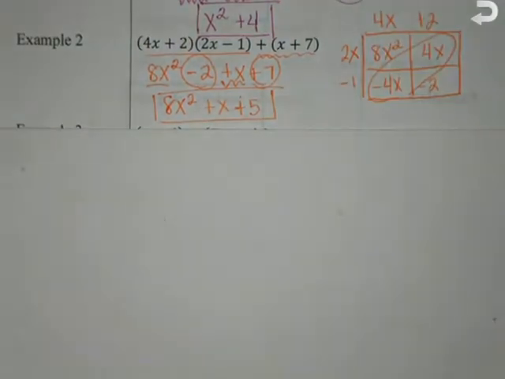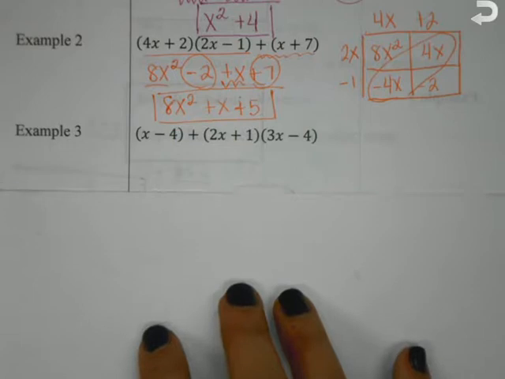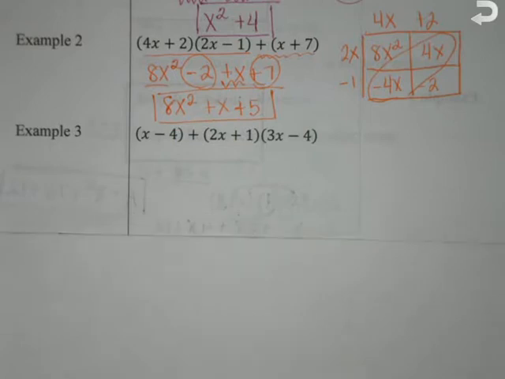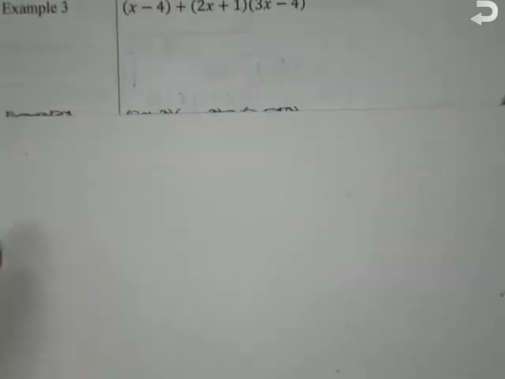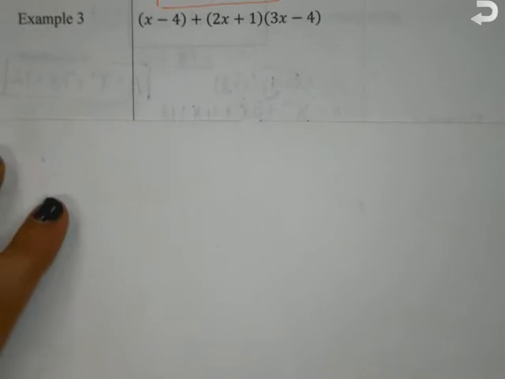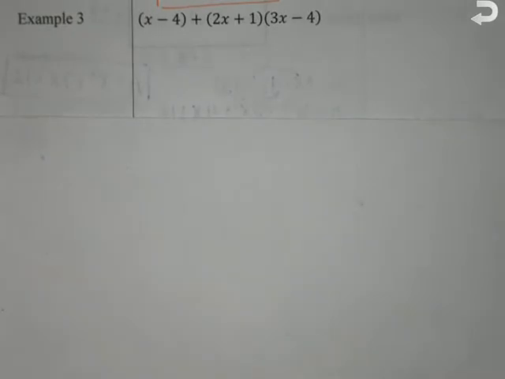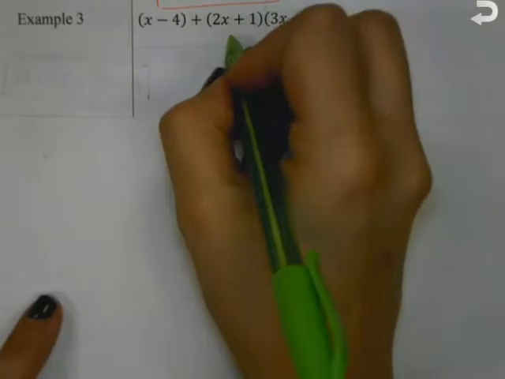Alright, example 3. This one is similar but looks a smidge different. This time we have x minus 4 plus 2x plus 1 times 3x minus 4. So Omar says it's still the same thing, meaning what? I still do multiplication. My multiplication is just on the other side. 2x plus 1 times 3x minus 4.